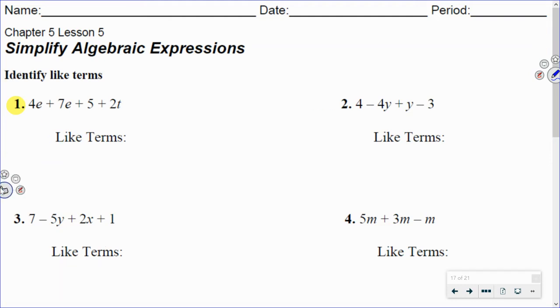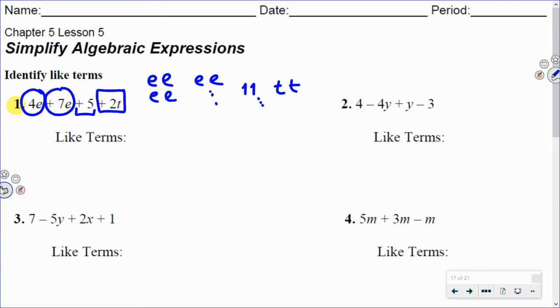First things first, we're simply going to identify like terms. So again, who wants to sit there and draw out 4 E's and 7 E's and 5 and 2 T's when you could? Well, I tell you what I do is I like to circle in some variable terms. I like to underline my constant terms, and sometimes if I have more than one variable, I box those in. But just by doing that, or if you got some colored pencils or some highlighters, you can highlight them different colors. You can then see the like terms that could be combined and simplified.